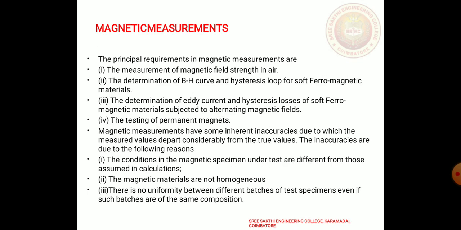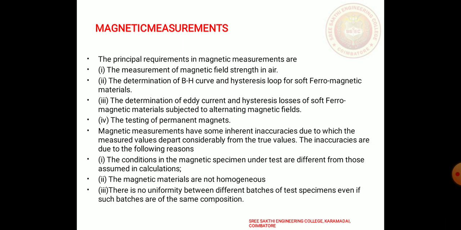Next we can discuss magnetic measurements. The principal requirements in magnetic measurements are strength in air, determination of the BH curve, and hysteresis loop for soft ferromagnetic materials. The testing of permanent magnets is also used.